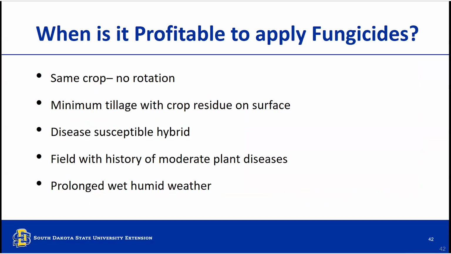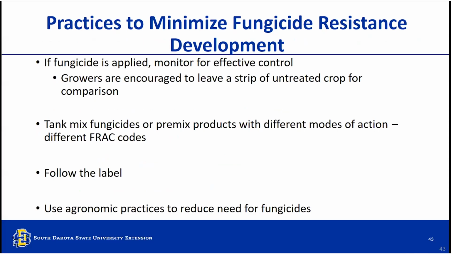So real briefly, just want to end with when is it profitable to apply a fungicide? Generally recommend it if you're on the same crop, no rotation. So if you're on corn on corn, or wheat on wheat, soybean on soybean, with not rotating. If you have minimum tillage, a fungicide might be applied just because of all of the residues that are up there. If you have a disease susceptible hybrid, a field that's had a history of plant diseases, and you've had that prolonged wet weather. Some things to minimize resistance would be, encourage growers to leave a strip, really see if your fungicide worked or didn't work, see if you got disease.